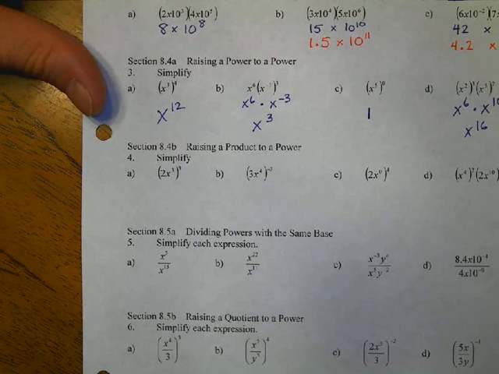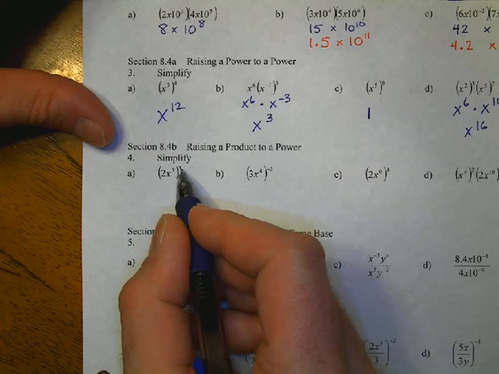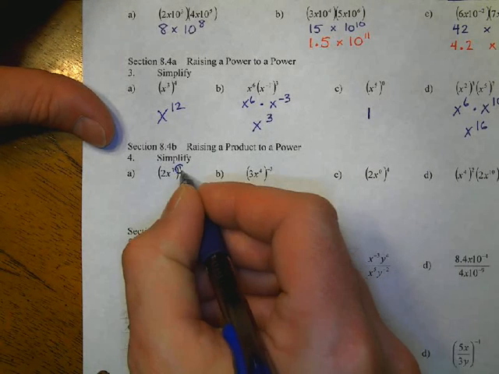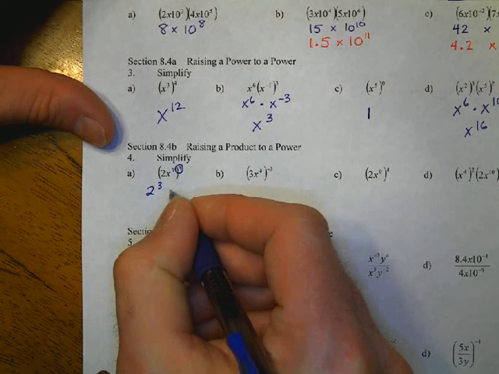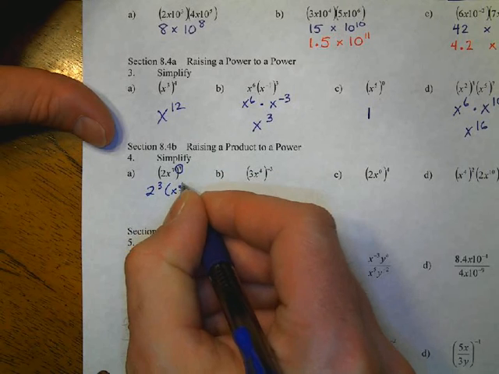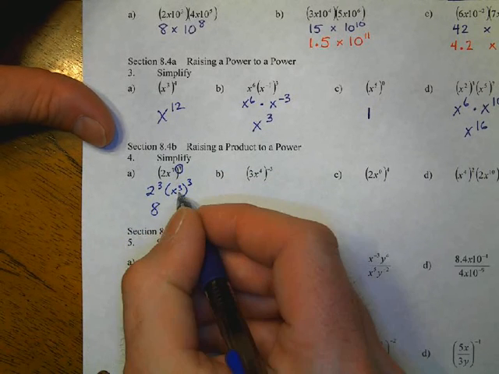Let's look at problem 4. Raising a product to a power. Remember, product means multiplying together. So here we have two things on the inside, both cubed. Let's distribute that exponent of 3 on the outside to both things on the inside. Well, 2 cubed, and then x cubed, cubed.